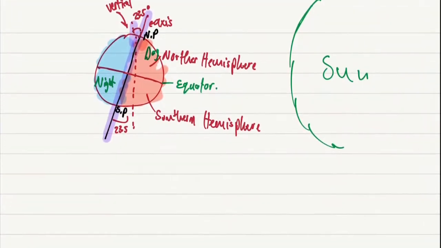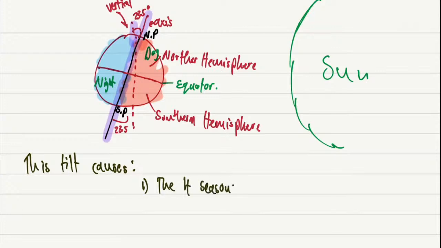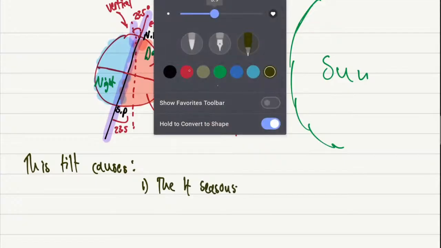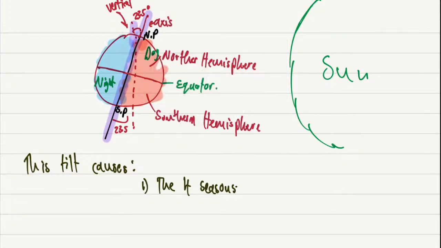Now, the tilt of the earth causes seasons, the 4 seasons. It causes the 4 seasons to happen: summer, autumn, winter, spring, as the earth is revolving around the sun. So seasons are caused by revolving, going around the sun, and being tilted as you're doing it.